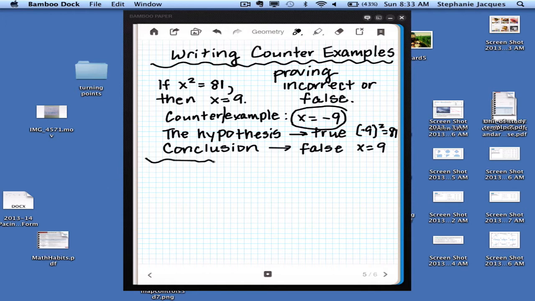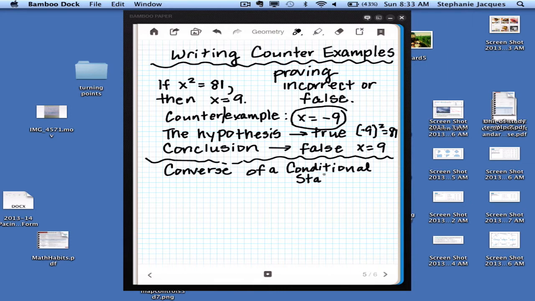Now we're going to learn how to do the converse of a conditional statement. So go ahead and title it Converse, and not the shoes, of a conditional statement. When we look at the converse, basically all you're doing is switching your hypothesis and your conclusion. So switch hypothesis and conclusion.